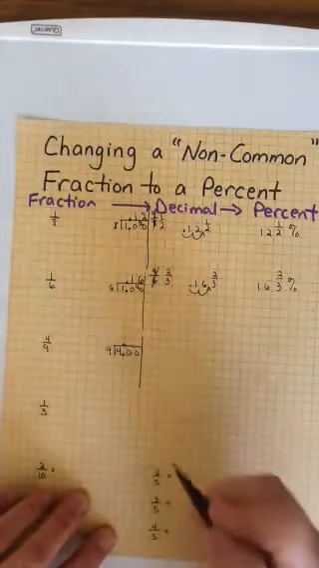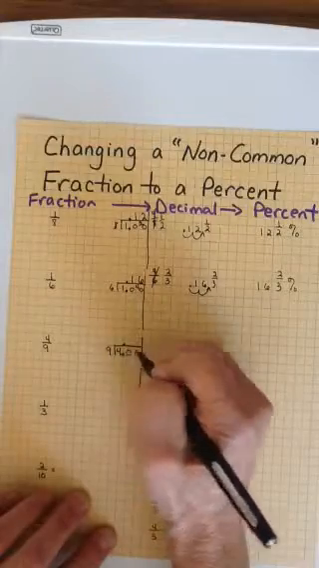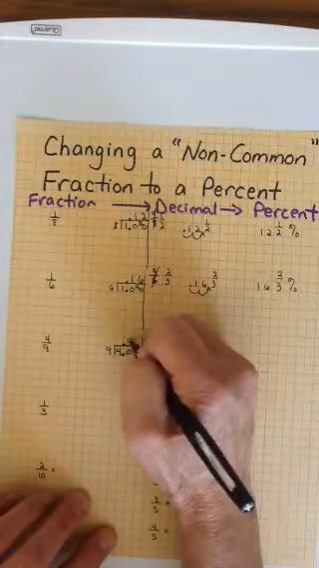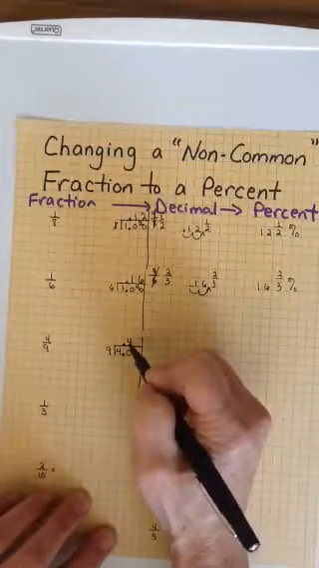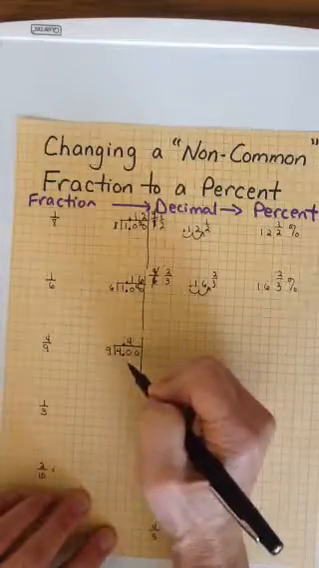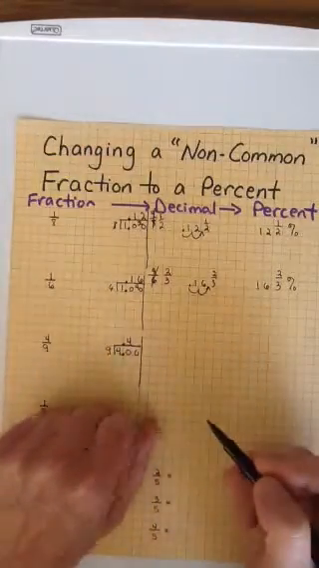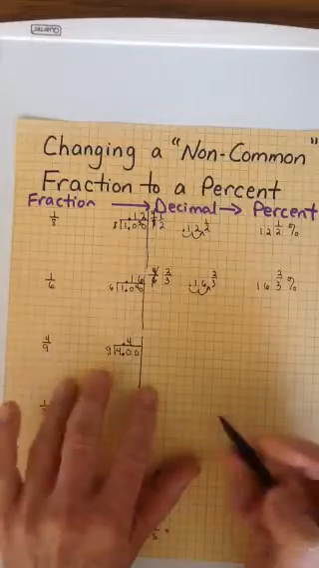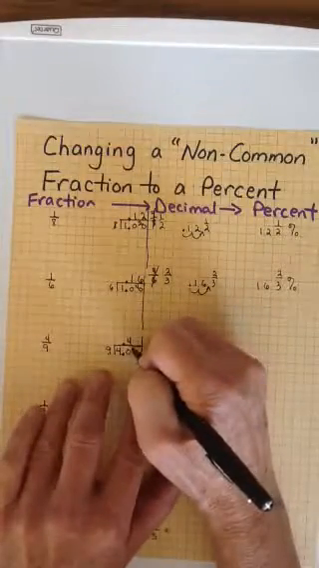Decimal point in the answer. 9 divides into 40 4 times. 4 times 9 is 36, 37, 38, 39, 40. This looks like a repeating decimal.